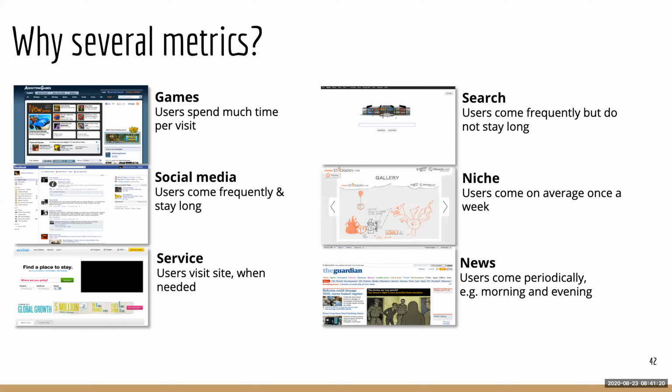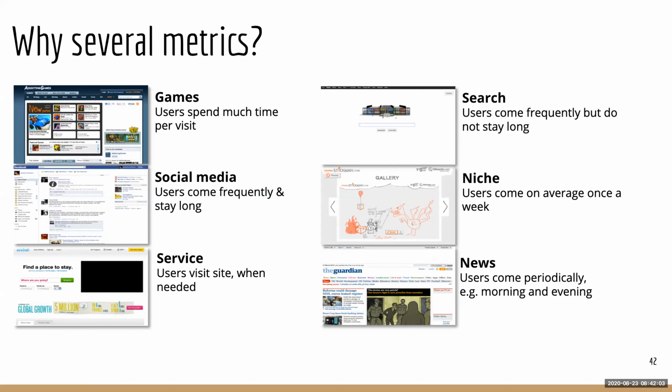So why do we need several metrics? Why don't we just use click-through rate everywhere? Because the way users engage with an application really depends on the type of application. For example, in games, users spend a long time per visit because they're just playing. Social media is more about coming frequently to the site and staying, maybe a medium amount of time, it depends. A service: users visit the site when needed, so there's not a lot of interaction, but it needs to be there and work when the user needs to do something.